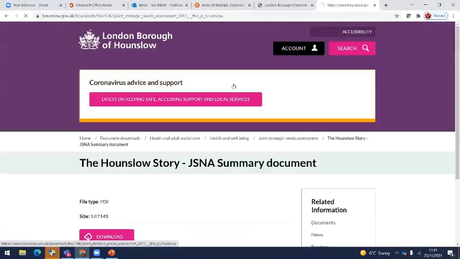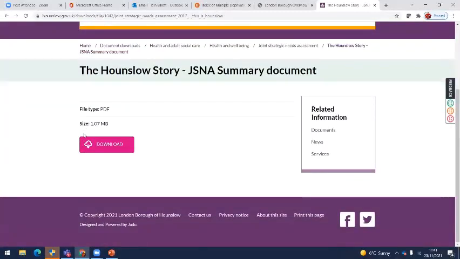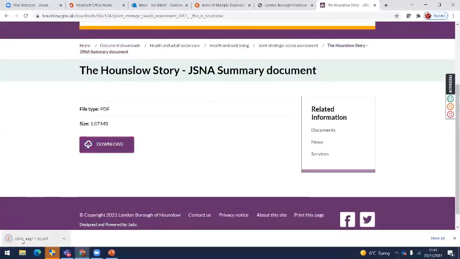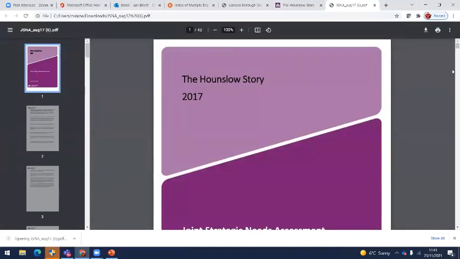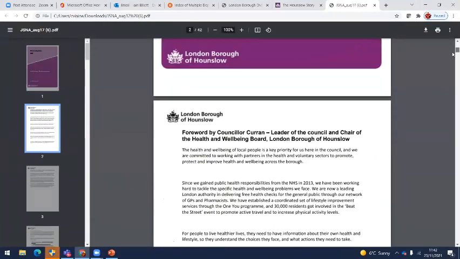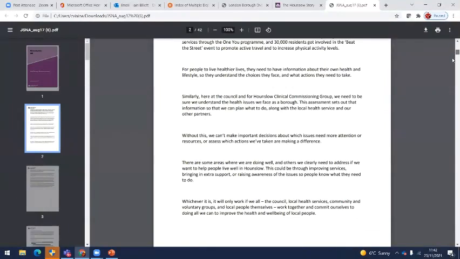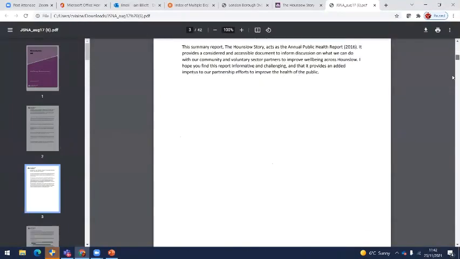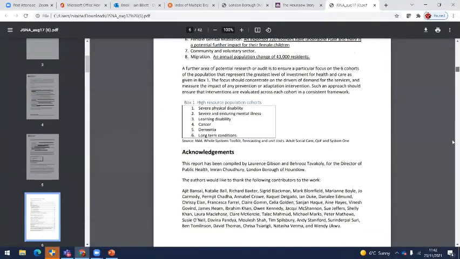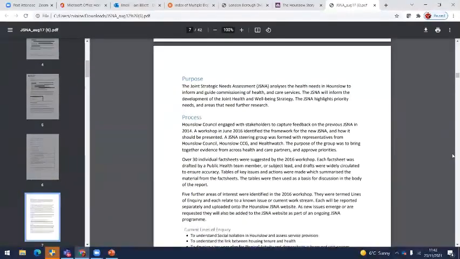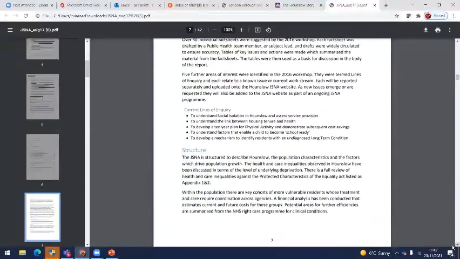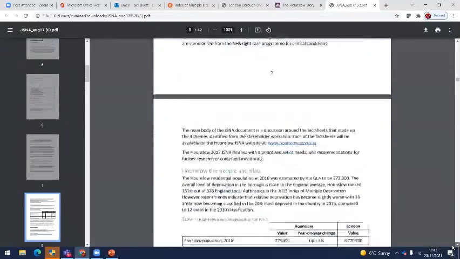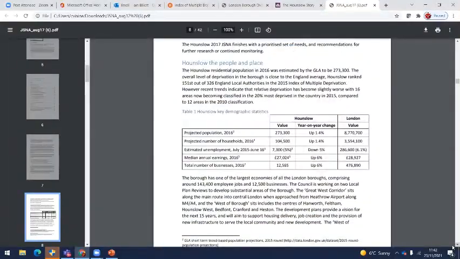So you can see there's a JSNA summary document. That was from 2017. I guess at some point it'll be scheduled to produce a new one fairly soon. I think it's good, especially if you're applying to the council. Like I said, if you can use their own information that they have produced, that's going to be quite persuasive. So anything to do with health and well-being, I would definitely say look at the JSNA.